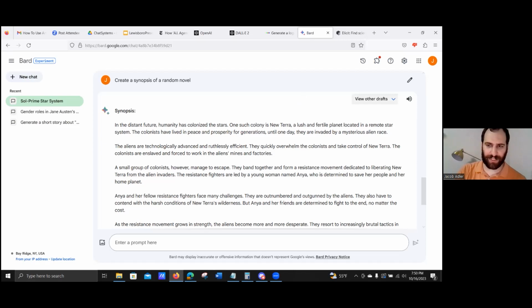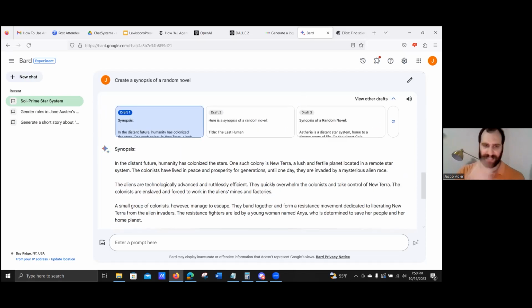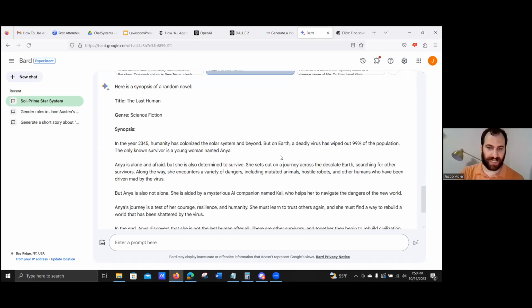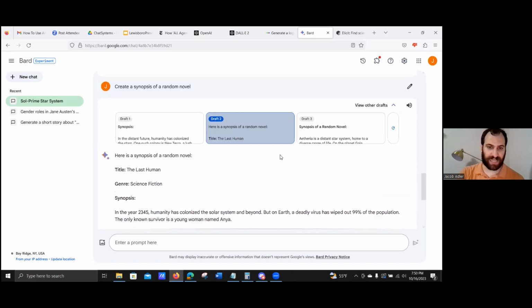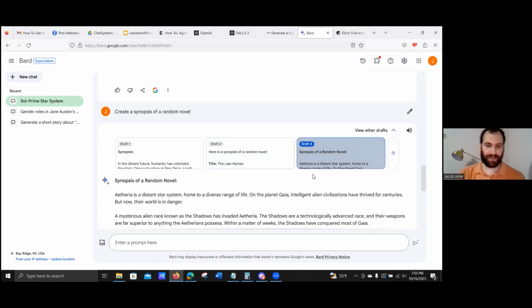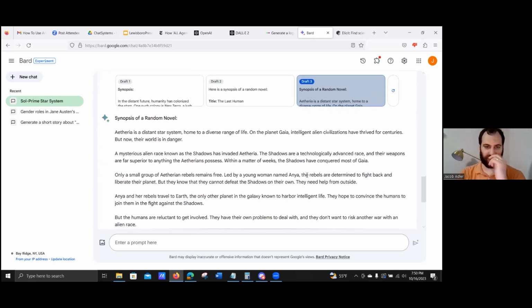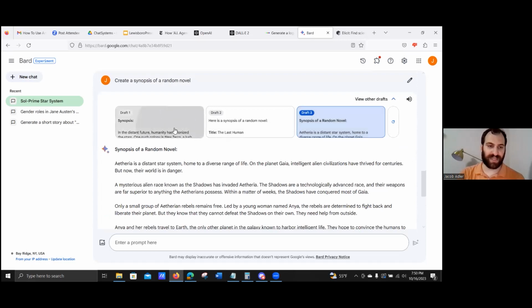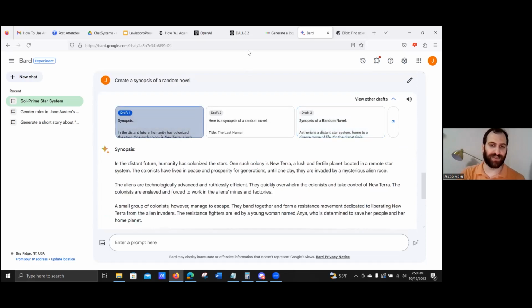Another thing, I've mentioned this before, but as you can see, Google Bard generates different drafts once you ask it a question. So we have another draft here where the format is a bit different and the text is quite different. And we have a third one here, also different again. So that's an interesting thing to me, that it's able to create multiple different responses.